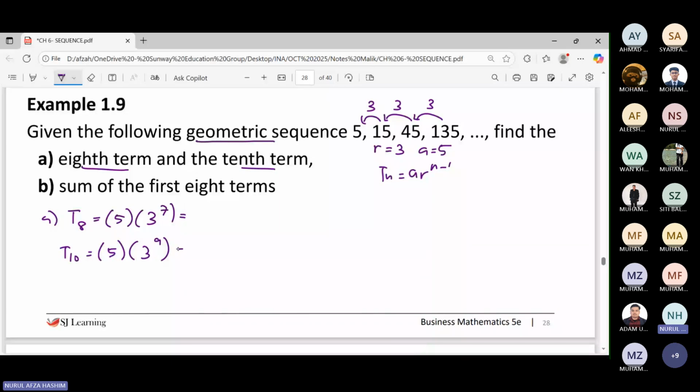So 3 power of 7, then multiply by 5. That's how you get 10,935. And then here, 3 power of 9 multiplied by 5, it's going to be 98,415.